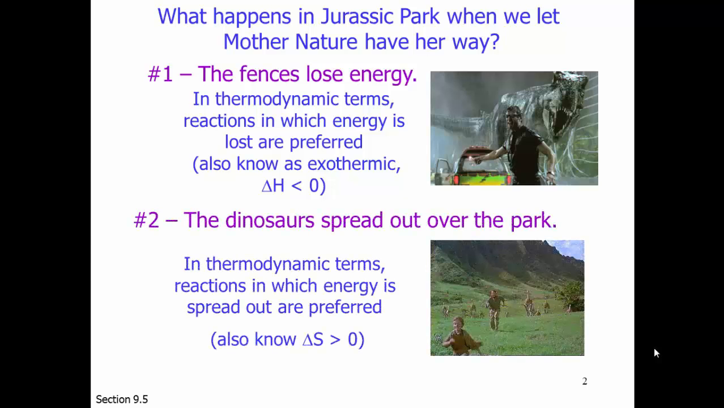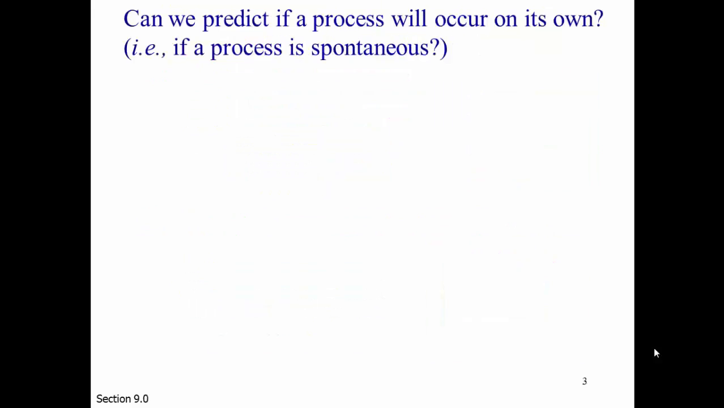The second thing that happens is the dinosaurs spread out all over the park. In thermodynamic terms, Mother Nature prefers reactions in which energy is distributed among many states. This is known as the term delta S, or entropy, and it is a preferred positive term when we're talking about spontaneous reactions. The idea behind thermodynamics is to determine if a reaction will occur on its own, meaning, is a process spontaneous?